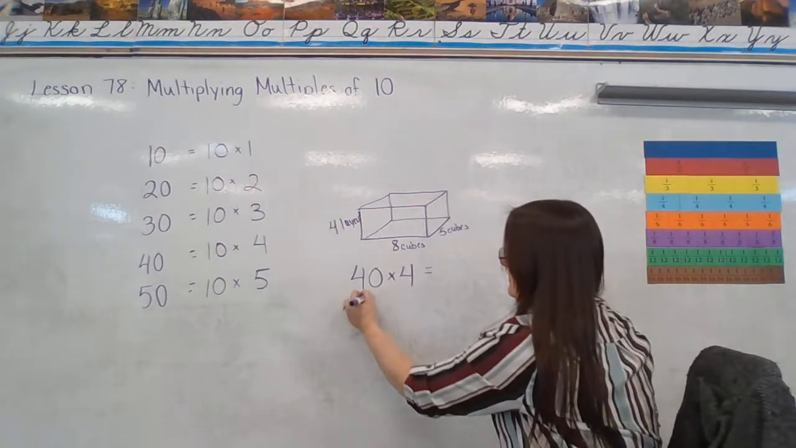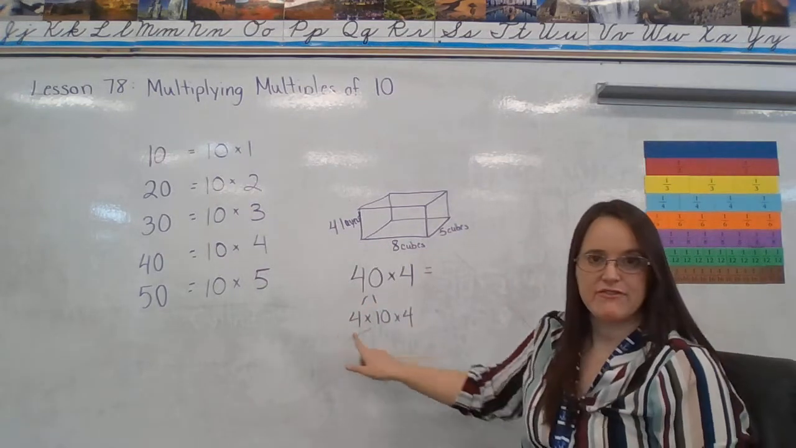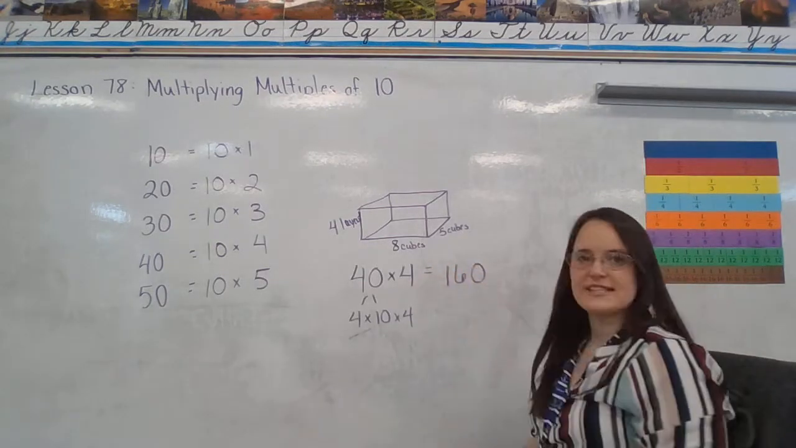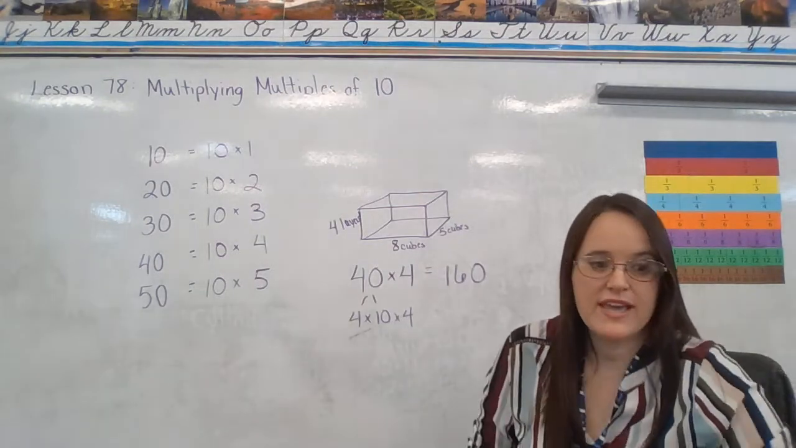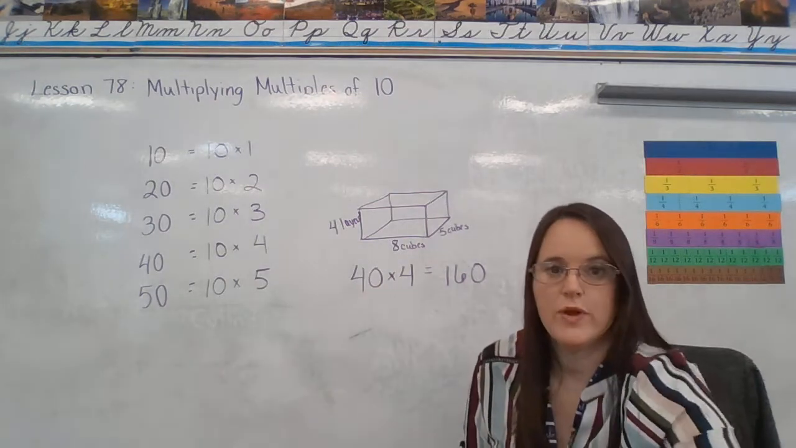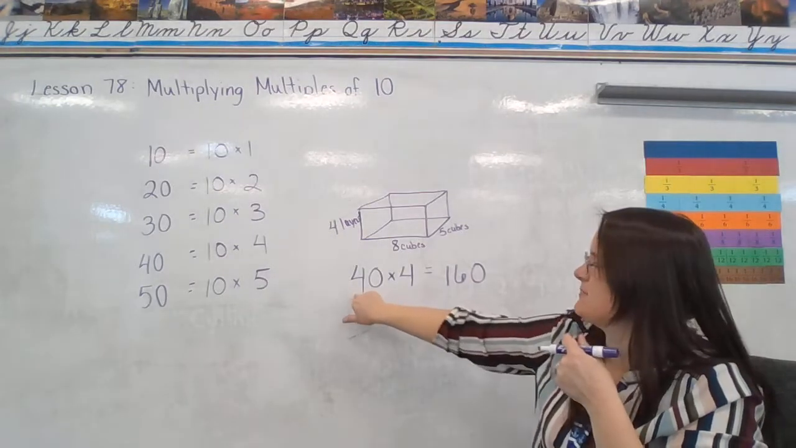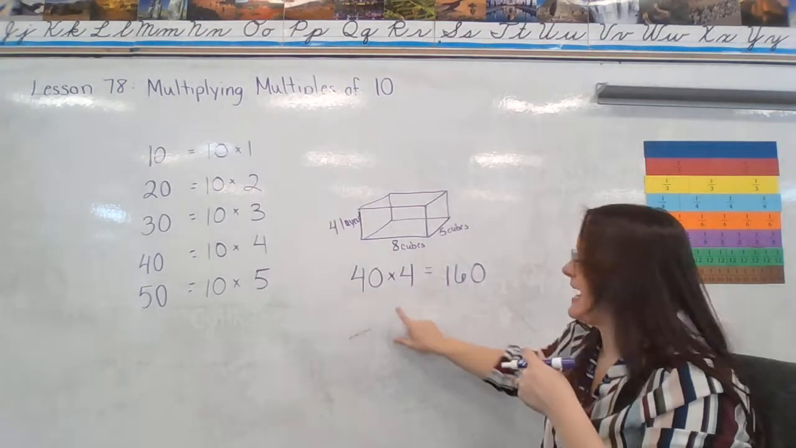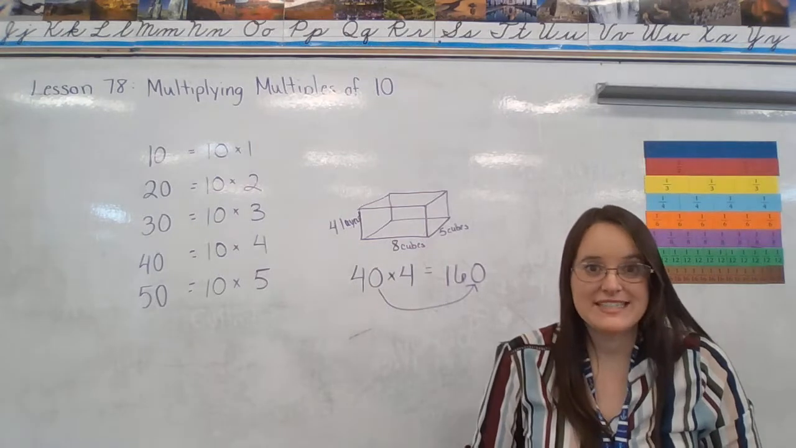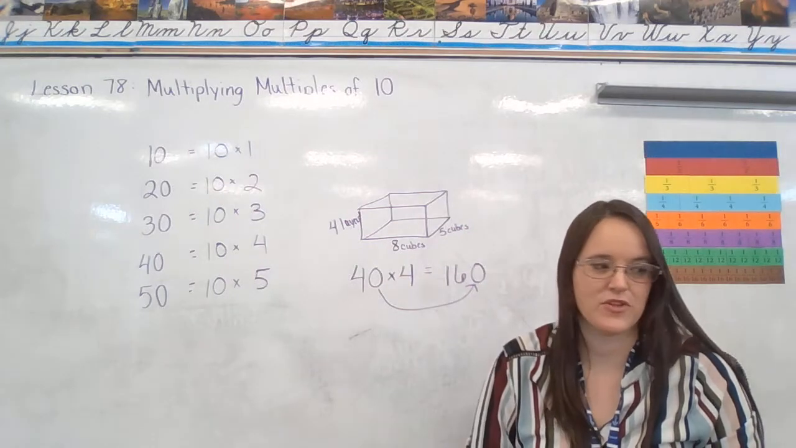We can break it down into 4 times 10 times 4, and then we're going to say 4 times 4 is 16. And we tack a 0 onto it. Once you get comfortable with this concept, you can skip that step. When you realize, oh, I'm multiplying my 4 here times my 4 here, and then I'm tacking this 0 on to the end, then it becomes even easier to do in your head. 4 times 4 is 16. Tack on that 0, okay?